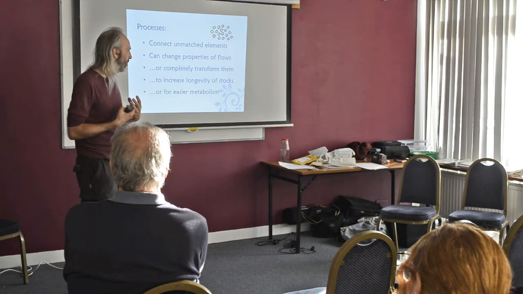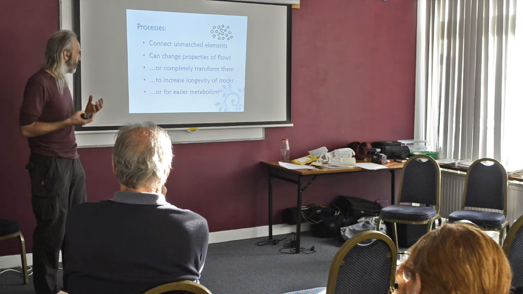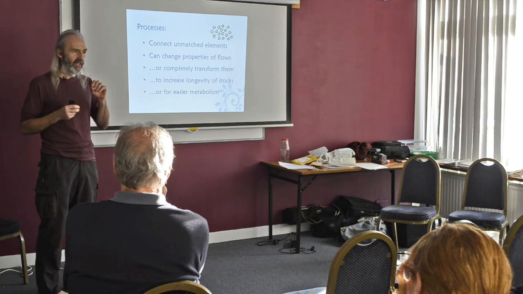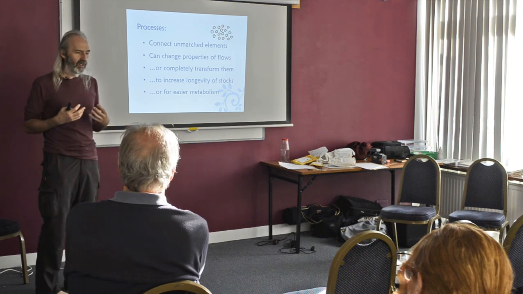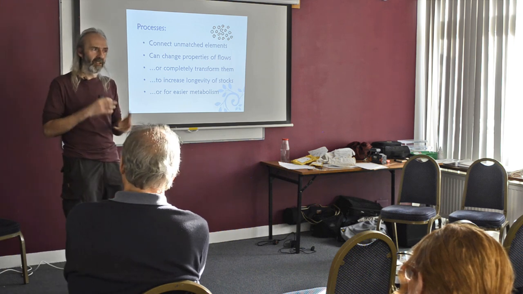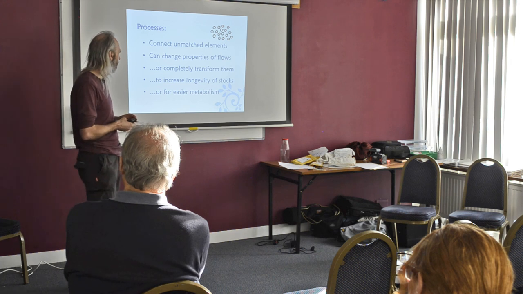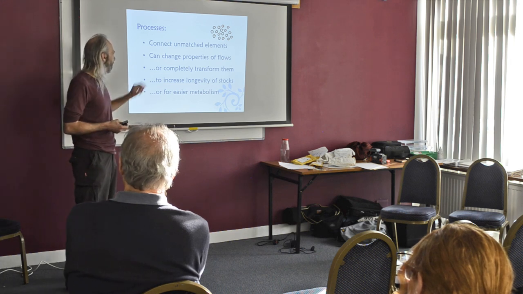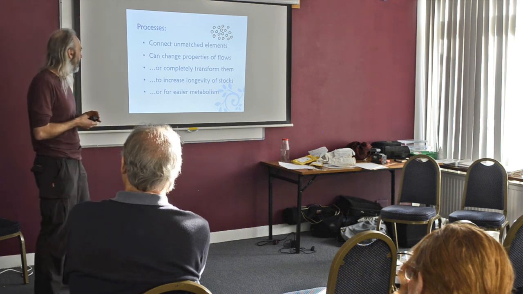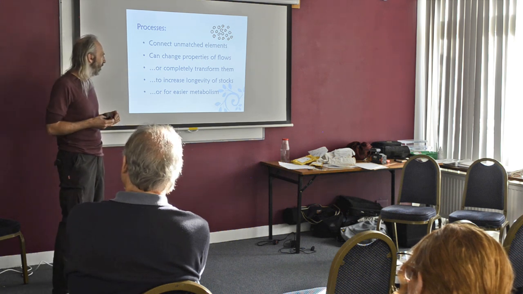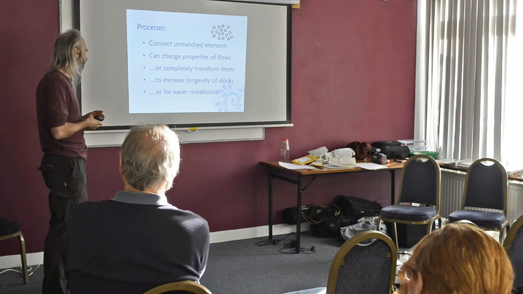So in the body, the sugars that we eat, the liver turns them into glycogen, and we have fat stores. Fat stores are more concentrated, but they take longer to re-metabolize to produce energy. Bees will collect nectar and pollen and so on, and they'll make honey in order to increase the longevity of that stock for themselves.